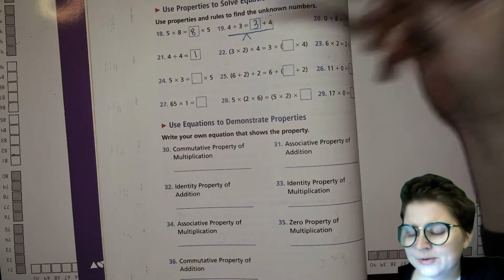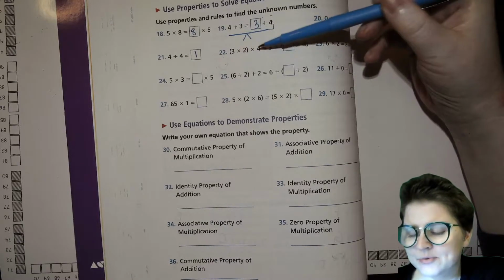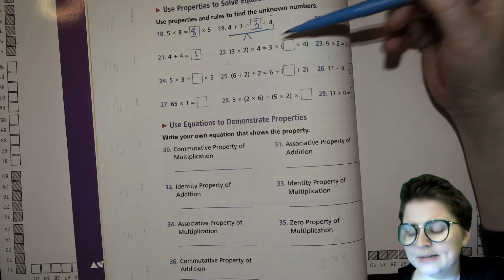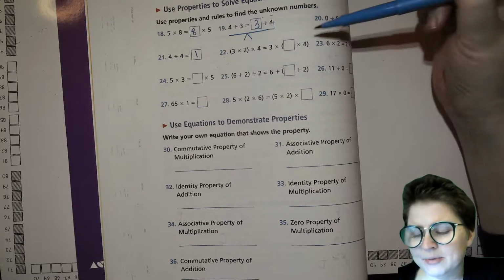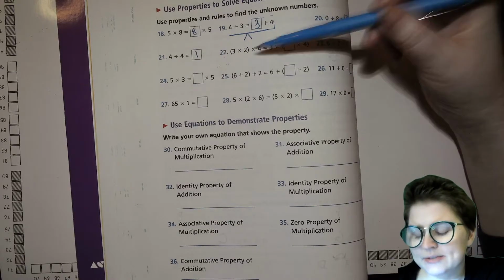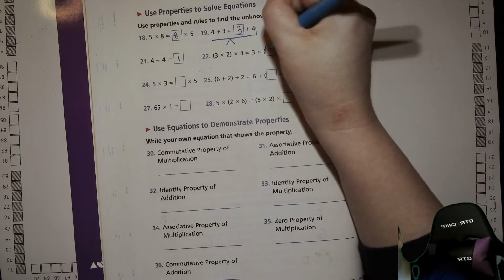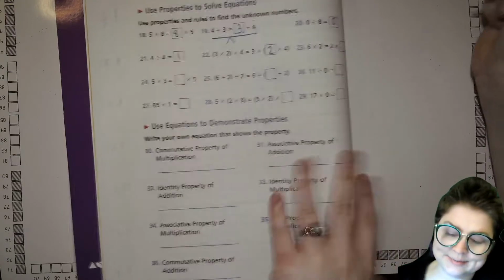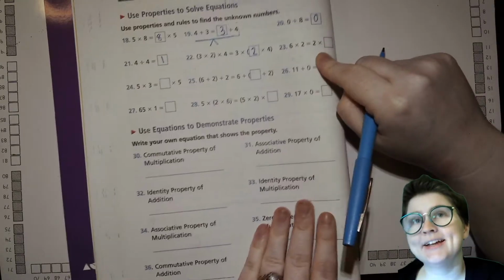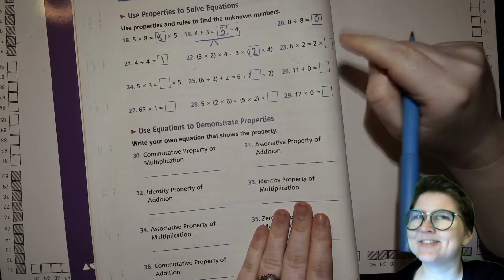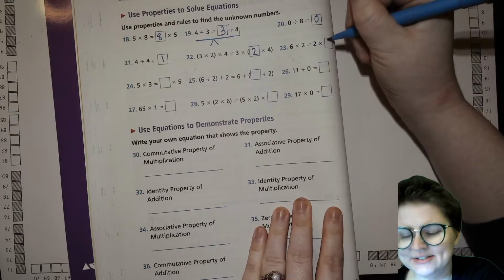Number 22, 3 times 2 times 4 equals 3 times blank times 4. Well, we've got the 3 on both sides, we've got the 4 on both sides. What's missing? The 2. 6 times 2 equals 2 times what? I think you know this one. You put 6, you got it right. Good job.